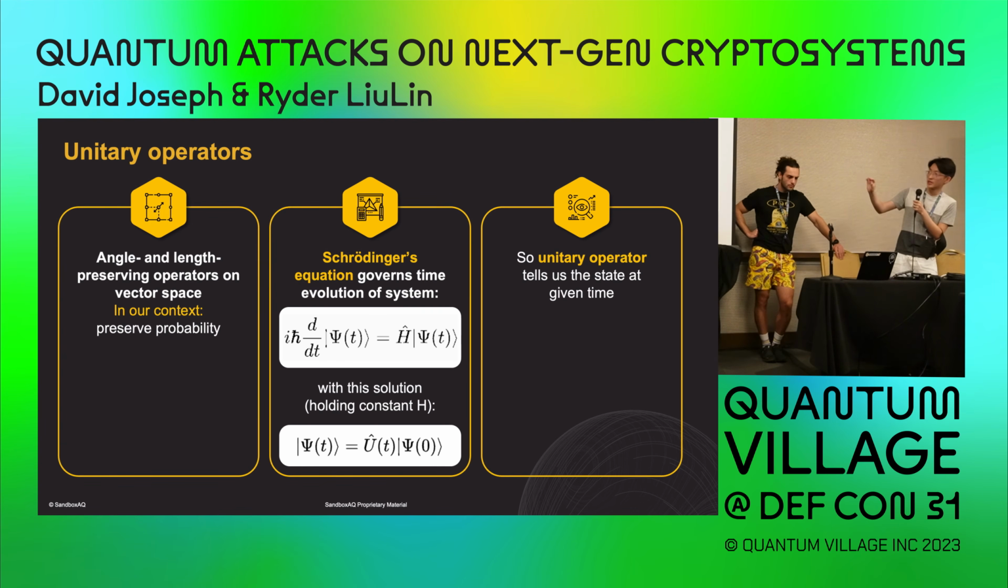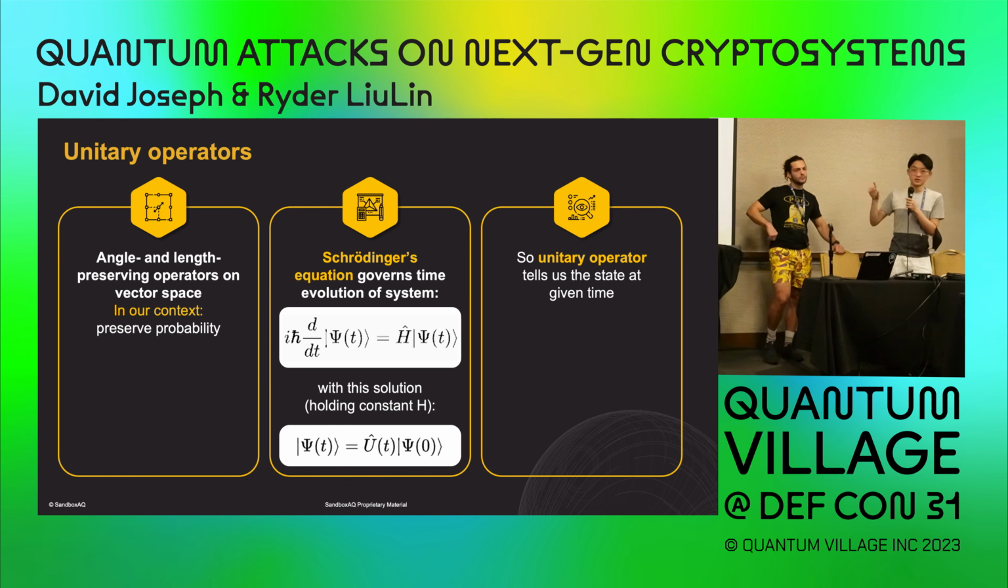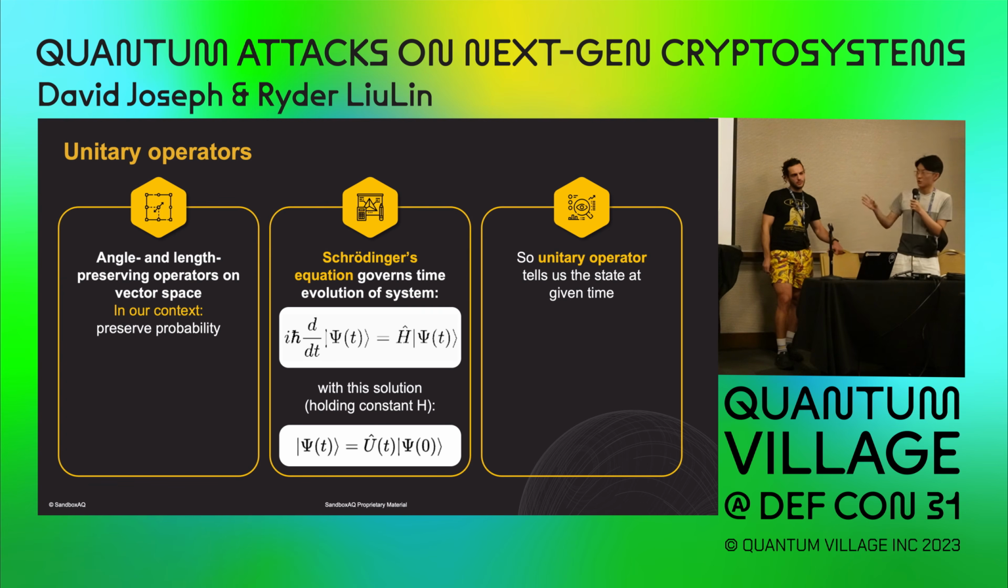Another bit of a boring math equation. This one is Schrodinger's equation. It's actually quite cool. It's a differential equation, but it basically governs the time evolution of the system. If you hold the H constant, which is the Hamiltonian, which we'll talk about later, then the differential equation has the solution at the bottom. This is psi of t equals U of t times psi of 0. So U of t, that's the unitary operator. That is the thing that is telling us the state at the given time. It's telling us psi of t, right?